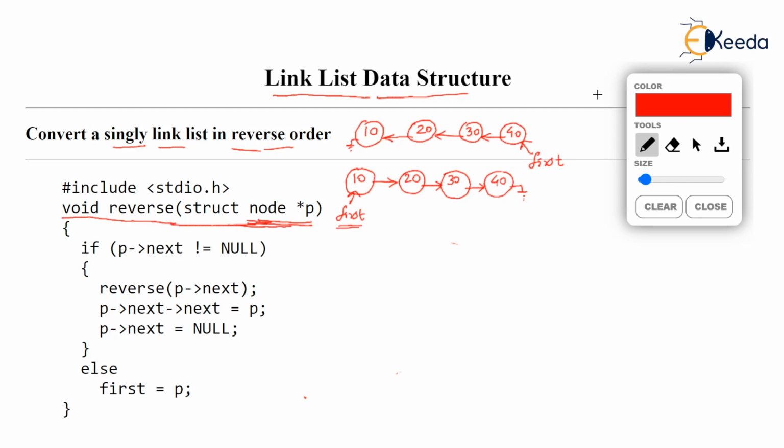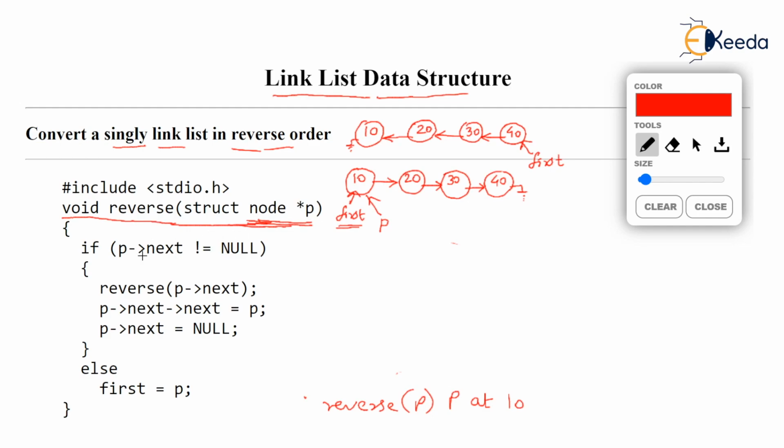So let's show the reverse function running with parameter p, and p is storing the address of 10 because p is equal to first initially. So p is at 10. The pointer p is at 10. I hope you understand. So the function has begun with the reverse function having a parameter pointer p, and p is pointing to 10.